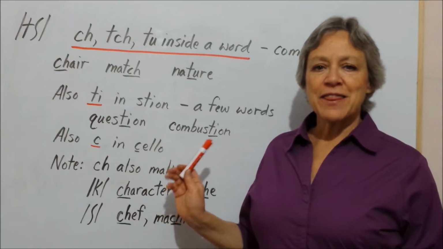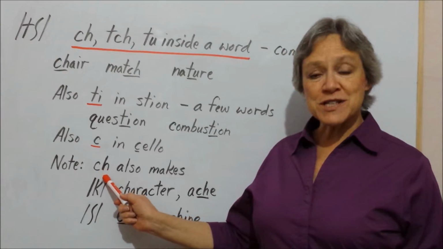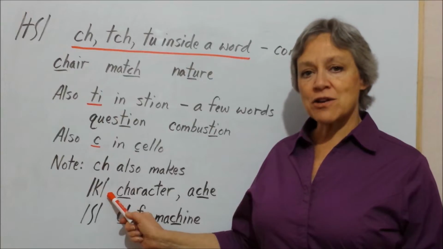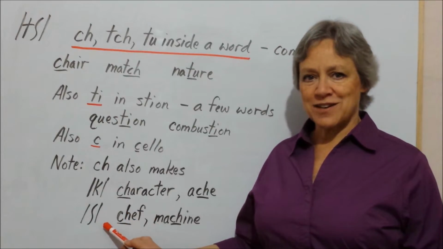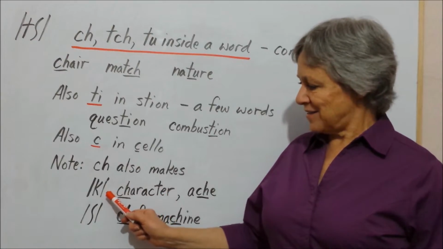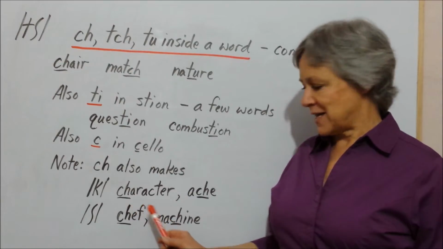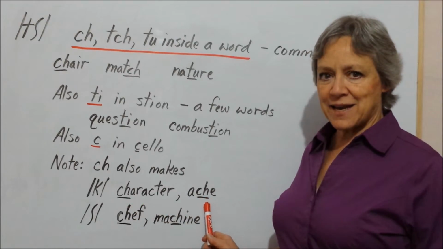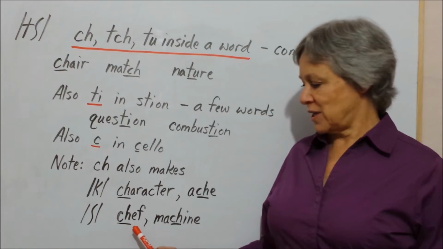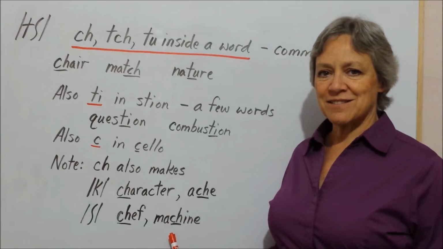Please be aware, though, that these letters can make other sounds as well. For example, CH often makes the k sound, and it also makes the sh sound. Here are a few examples, so you know what I mean. CH makes k in the word character, and also in the word ache. And it makes sh in the word chef, and also in the word machine.